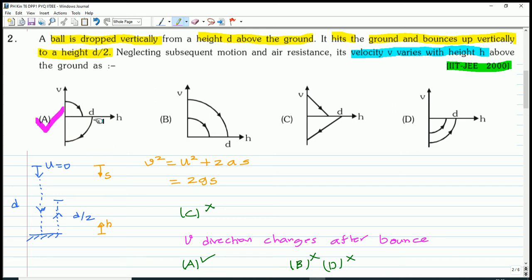So the object starts with the height h and the velocity keeps on increasing, and the height reduces to 0, that is from here to here, and after it bounces back the velocity changes to some lesser value and the direction is opposite, and the height keeps on increasing up to d by 2.